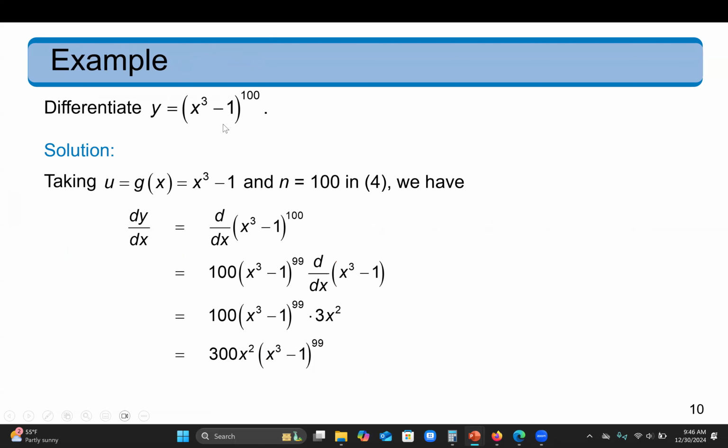Now let's look at the example here. We have y equals (x cubed minus 1) to the power 100. First, we use the power rule to find the derivative, which gives us 100 times (x cubed minus 1) to the power 99. Then we have to find the derivative of x cubed minus 1, which gives us 3x squared. So here we get 100 (x cubed minus 1) to the power 99 times 3x squared. Then we multiply 3 by 100, and we get 300 x squared (x cubed minus 1) to the power 99.